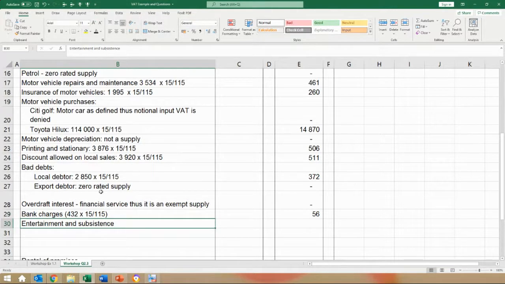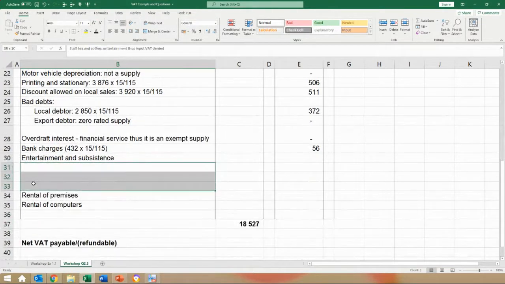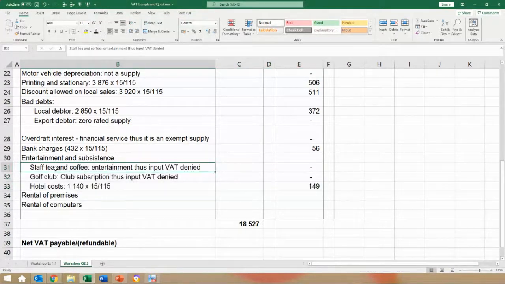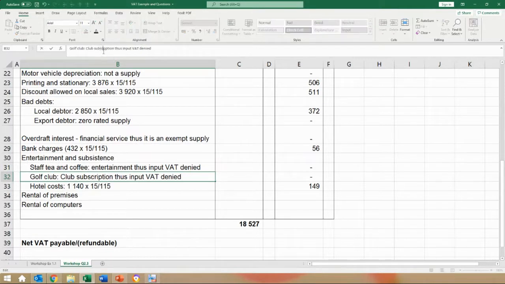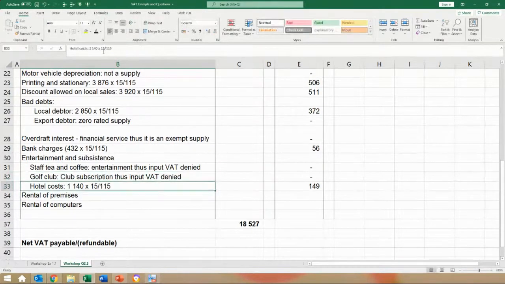Okay, then the entertainment and subsistence. Here you would have to split it out between the 3 items that they've discussed, because of the fact that staff tea and coffee is denied because it's an entertainment expense, whereas the golf club is denied because it's a club subscription. And then the hotel cost is allowed as standard rated because it is for work.